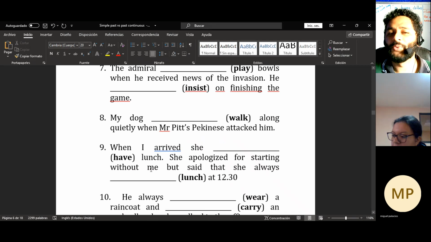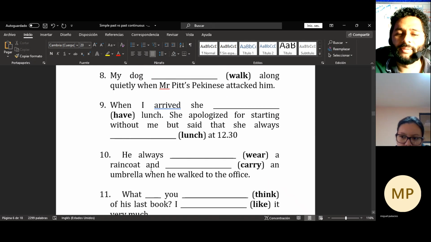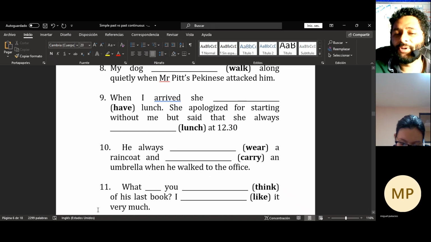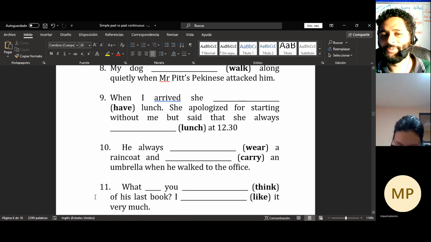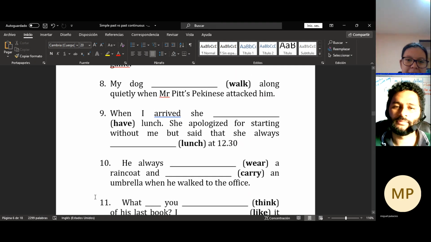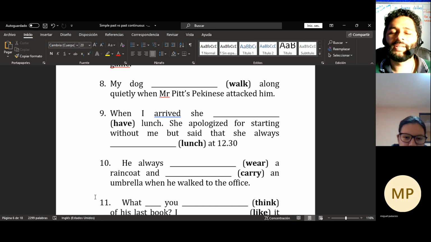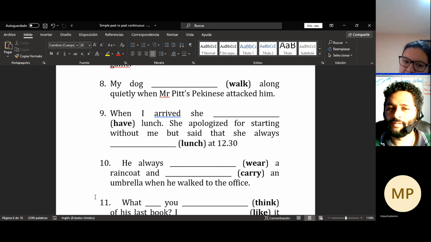Okay, so number 8. We are going to do up to, let's say, ok, hasta el número 11, ¿te parece? Vamos hasta el número 11. Okay. My dog was walking along quietly when Mr. Pickens attacked him. Exactly. All right, perfect. And number 9. When I arrived, she was having lunch.